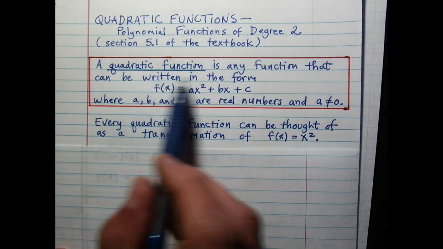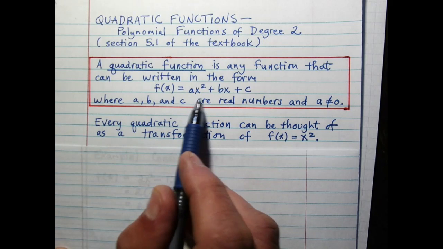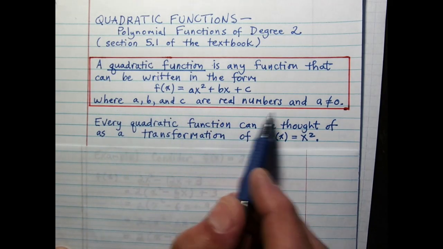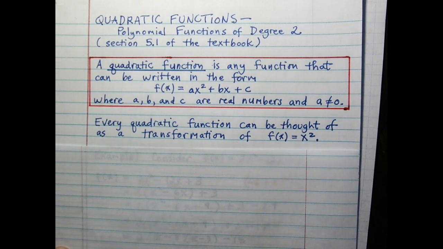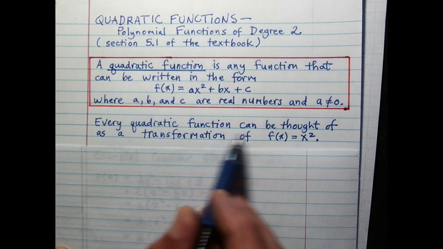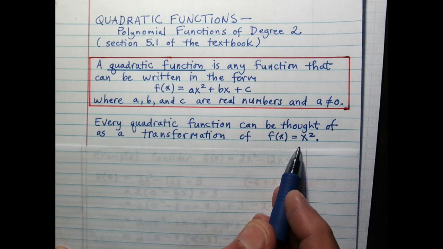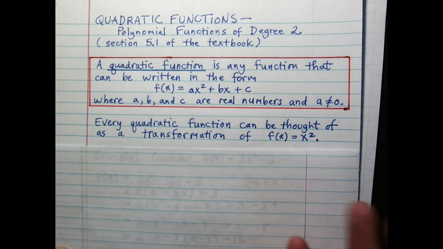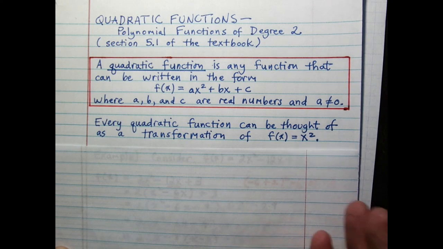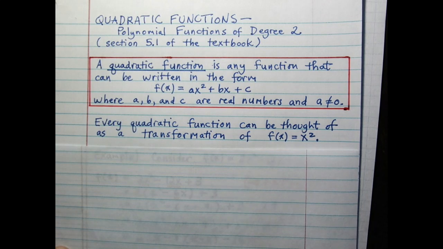A quadratic function is any function that can be written in the form f of x equals ax squared plus bx plus c, where a, b, and c are real numbers and a is not equal to 0. It's kind of surprising that every quadratic function can be thought of as a transformation of f of x equals x squared, which implies that every quadratic function has a graph that's a parabola shape, very similar to the graph of f of x equals x squared.